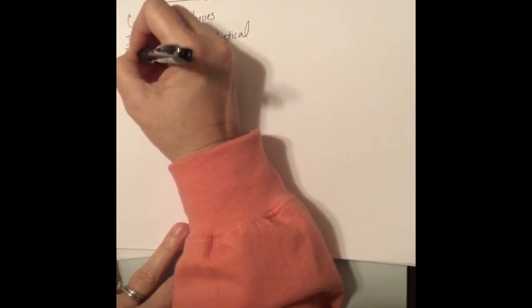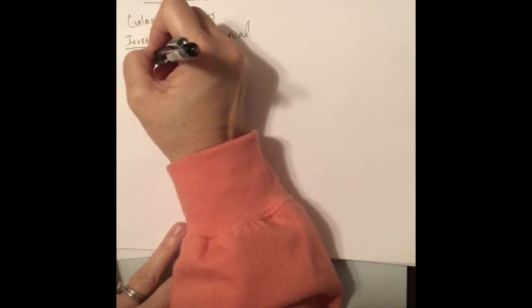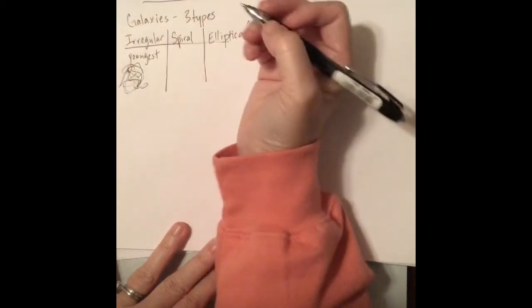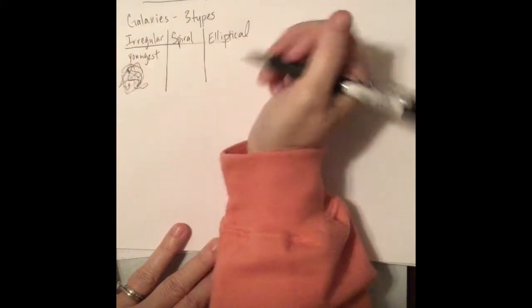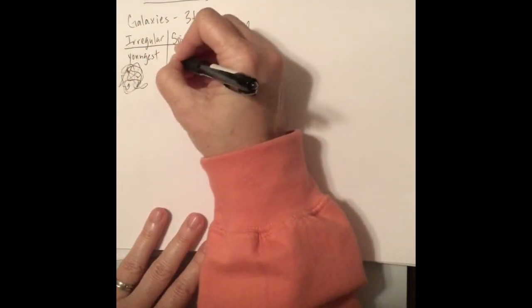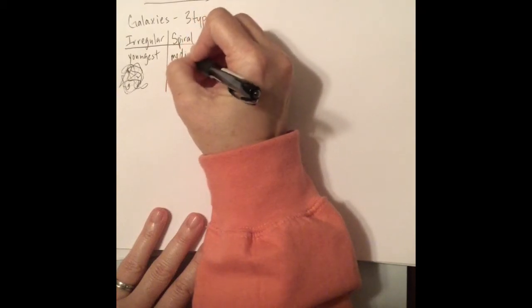Irregular galaxies are the youngest galaxies. They don't really have any definite shape, okay? So they look kind of like a dust cloud. Spiral galaxies are medium-aged, okay?